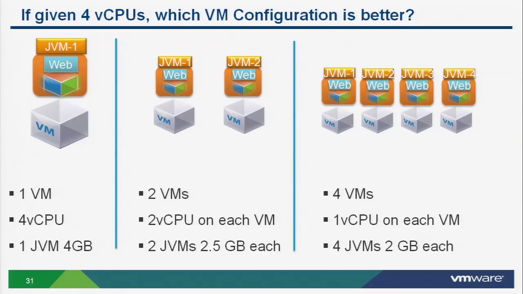So we get this question a lot from customers. I have 4 vCPUs that I want to configure VMs on. What would be the optimal configuration? In that performance study, we actually tried this out. We had 1 VM, 4 vCPU and 1 JVM, 4 GB on it. We had 2 VMs, 2 vCPU each VM, and 2 JVMs, 2.5 gigs each. And then 4 VMs, basically 1 vCPU and 2 gig each.